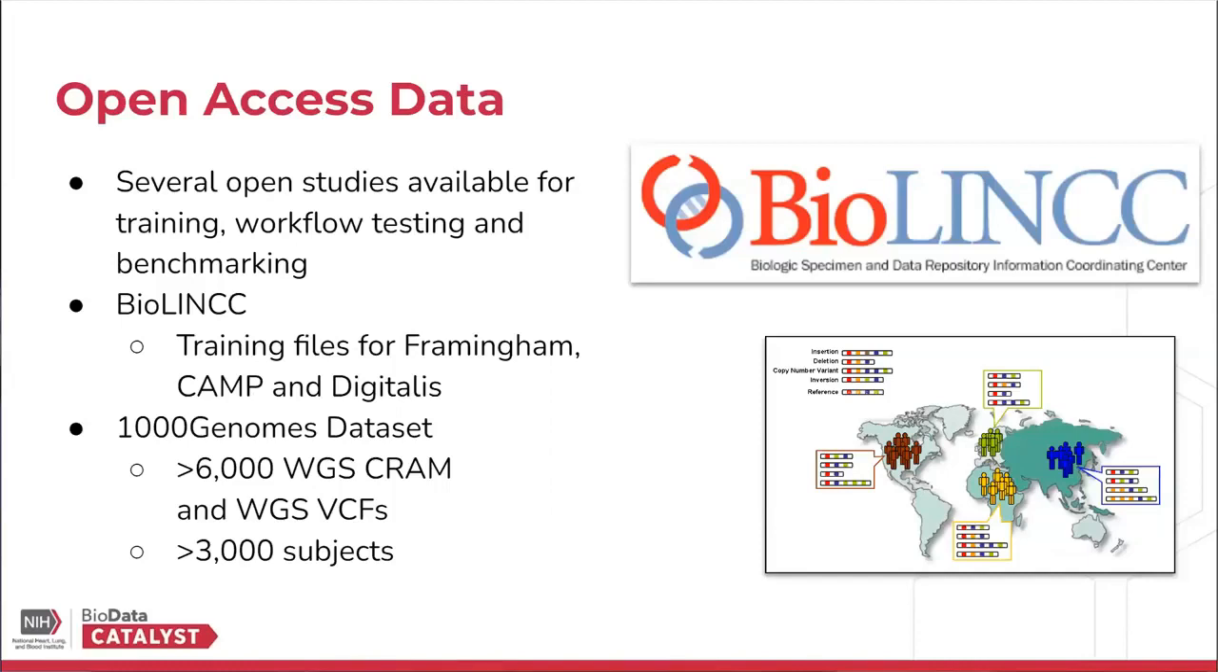Important open access data sets include BioLink, and includes training files for Framingham, Camp, and Digitalis. The 1000 Genomes Project is another great open data set, and it's accessible to all users. This includes over 6,000 files in total, including the WGS CRAM and WGS VCF for over 3,000 subjects.